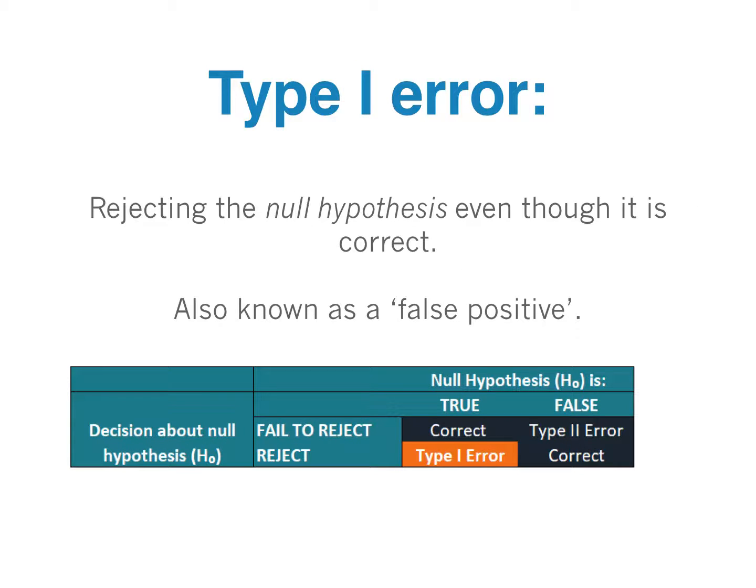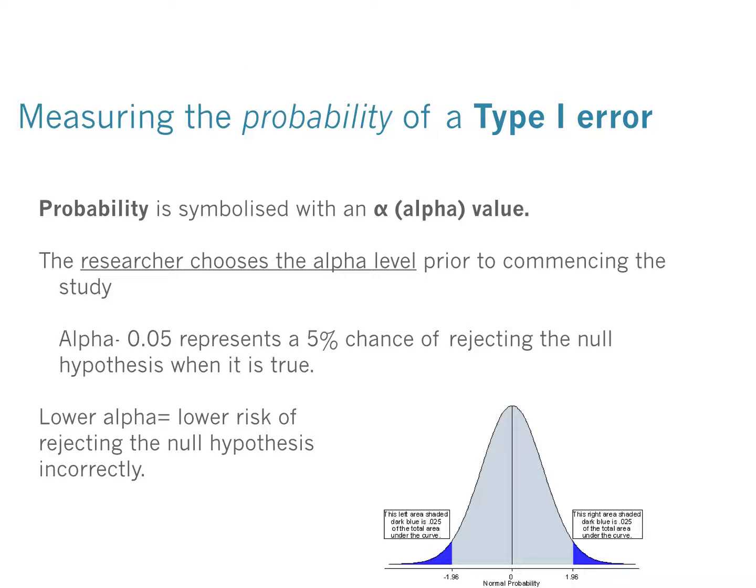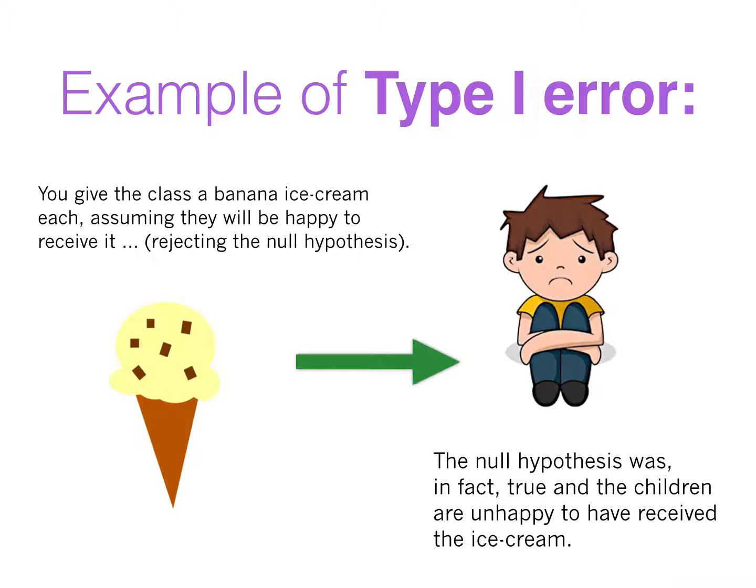Type 1 error is when researchers reject the null hypothesis even though it is correct. This is also known as a false positive. When measuring the probability of a type 1 error, we are introduced to a new symbol called alpha. The researcher chooses an alpha value prior to commencing the study. An alpha of 0.05 represents a 5% chance of rejecting the null hypothesis when it is true. The lower the alpha value, the lower the risk of rejecting the null hypothesis incorrectly.